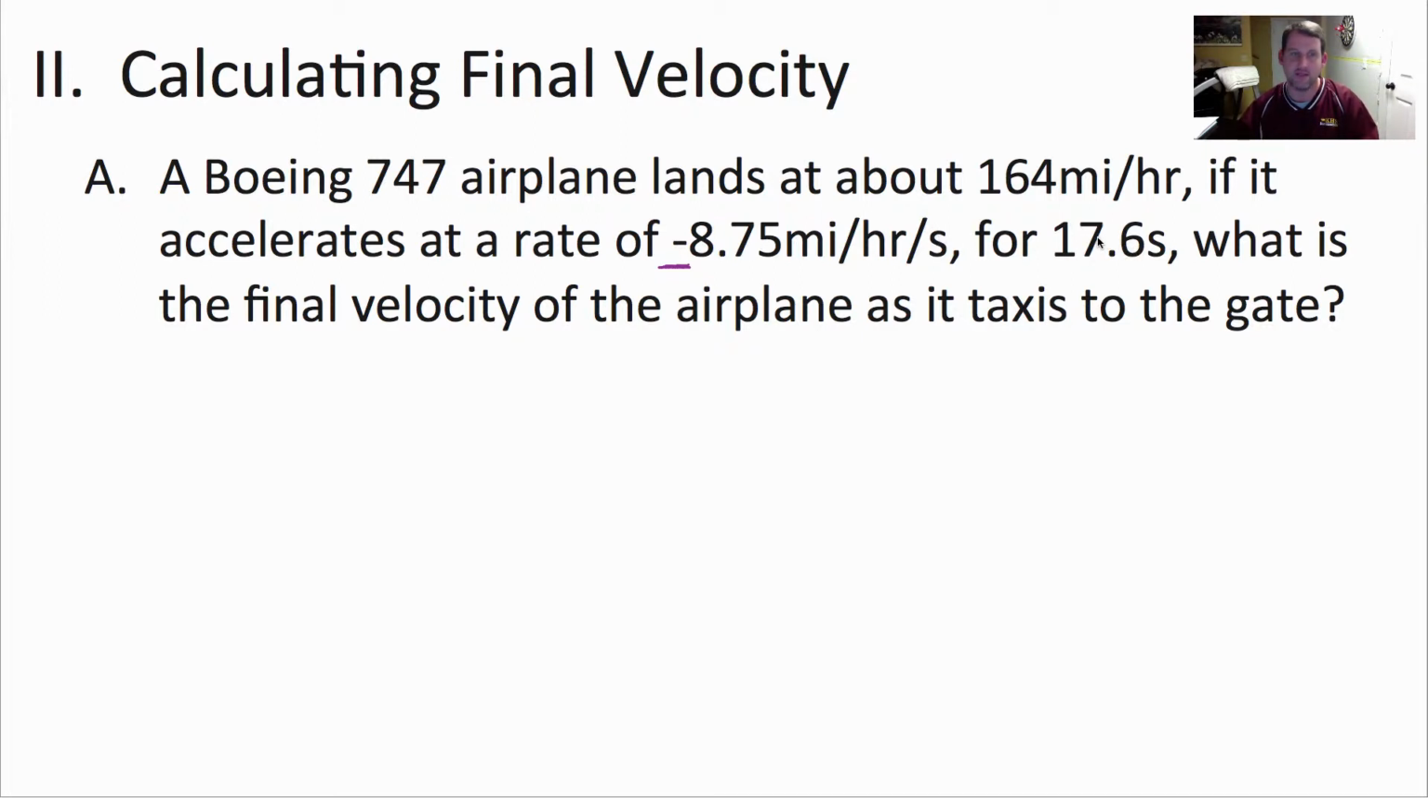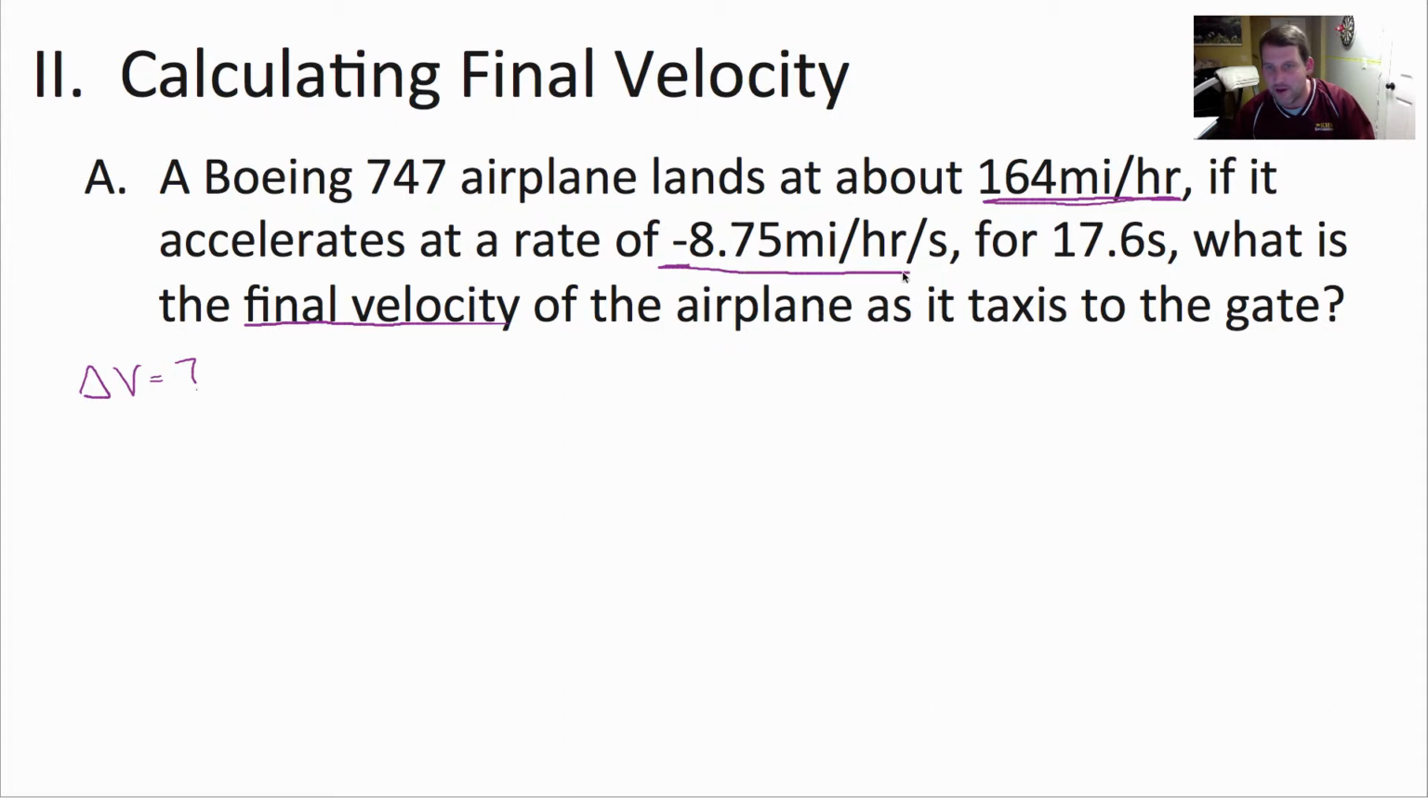The question is, what is the final velocity of the airplane as it taxis to the gate? So after doing this acceleration, this negative acceleration, slowing down, how fast will it be going? All right. So notice some things we have in the problem. We have our starting velocity. We don't know our final velocity. In fact, we're looking for it. So we can't calculate our change in velocity. Our change in velocity is unknown. It's a question mark.